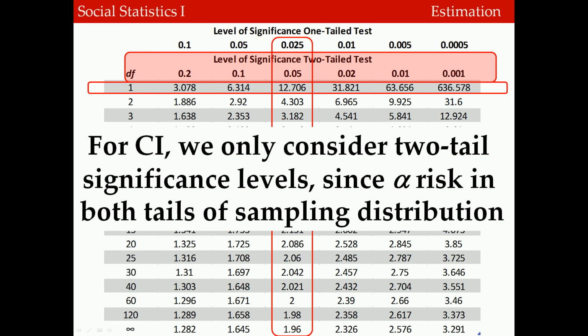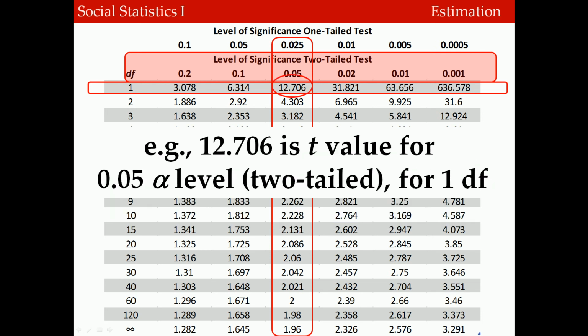And so because when we're dealing with a confidence interval, we split the alpha risk in half. That is, half of it's in the left tail of the distribution, half of it's in the right tail of the distribution. All confidence intervals that we'll calculate are going to be using the two-tailed alpha level. So in this case, we want to look at the 0.05 for a two-tailed test to get the t-value that we need for our confidence interval.